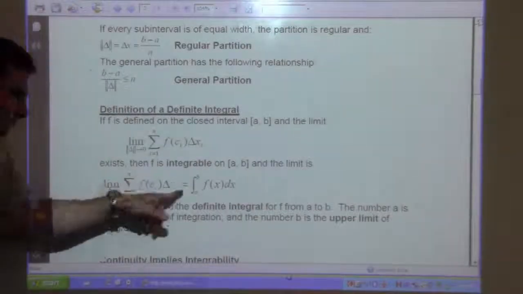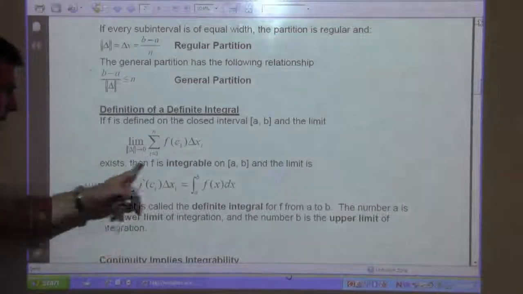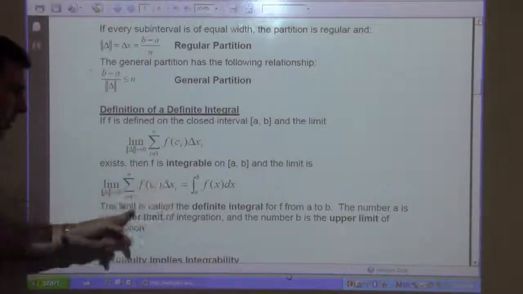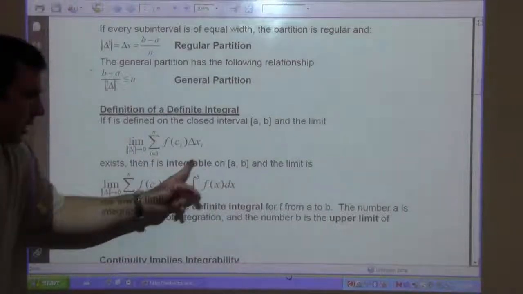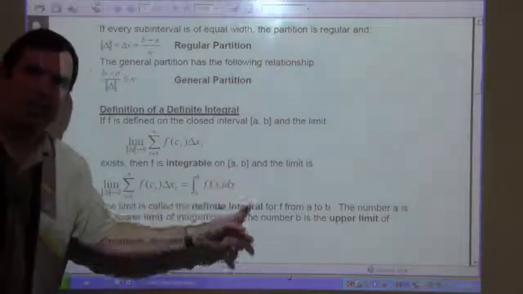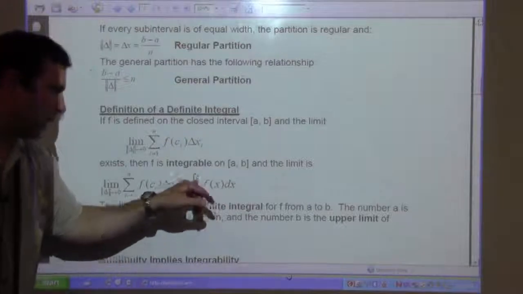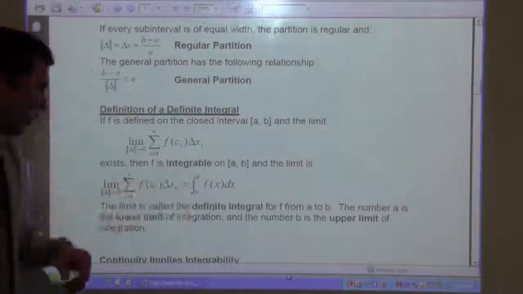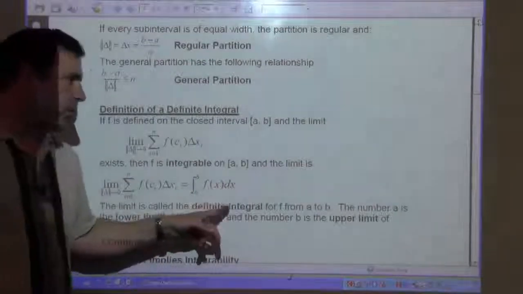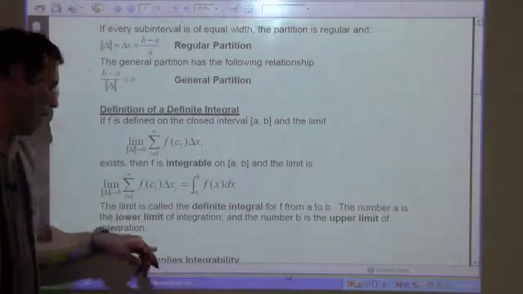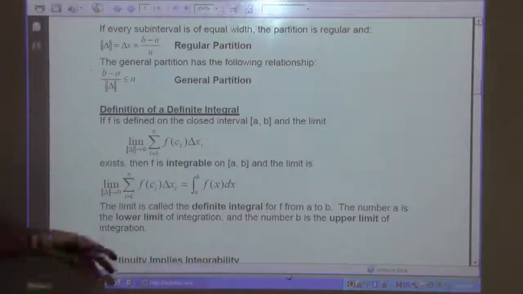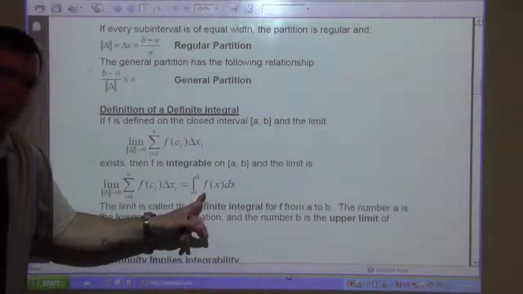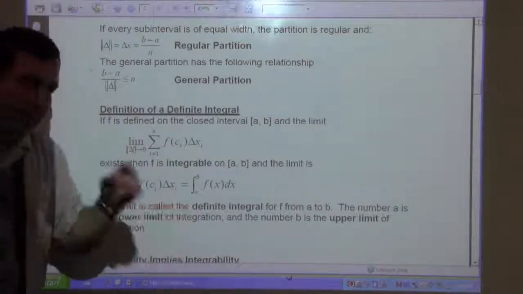Here's our limit. This is what we've been working with to find the area under the curve. And this area formula for the limit of the infinite sum is the integral that we've been dealing with. This one is going from a to b. This has limits of integration from a to b, a lower limit and upper limit. So the limit is called the definite integral from a to b. The number a is the lower limit and b is the upper limit of integration. The point is, by doing this infinite sum, we get to the integral. This is the definition. This is a big deal.